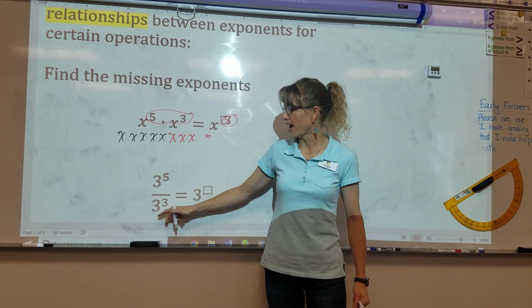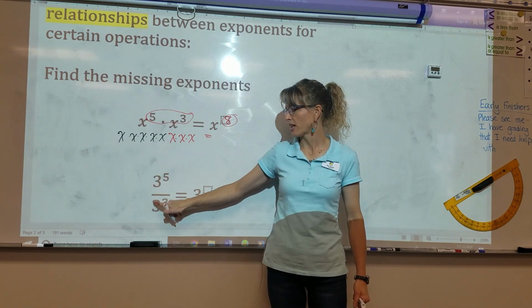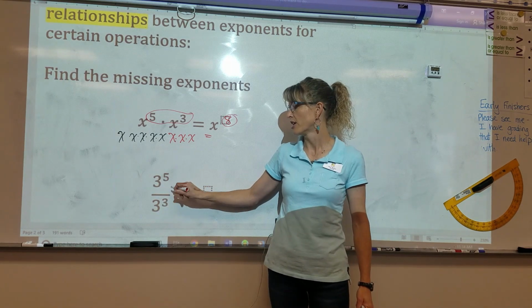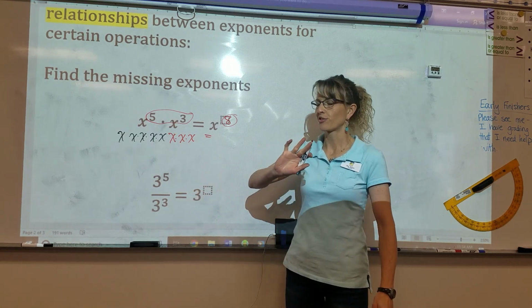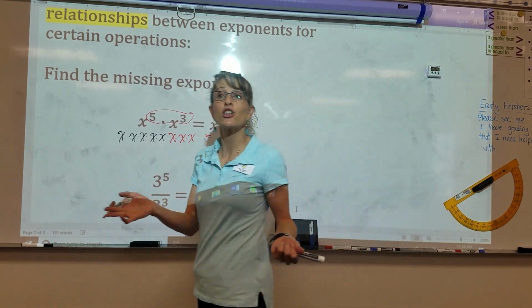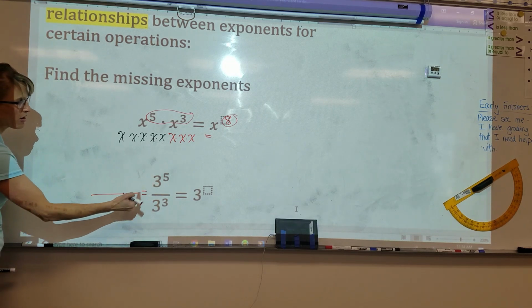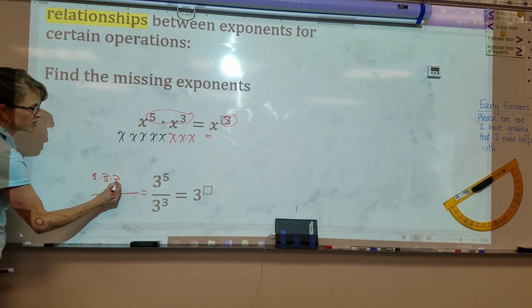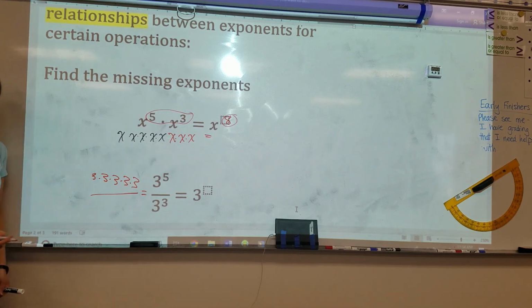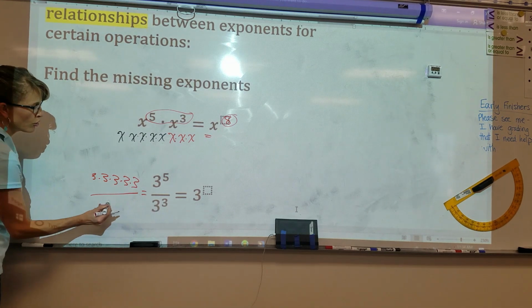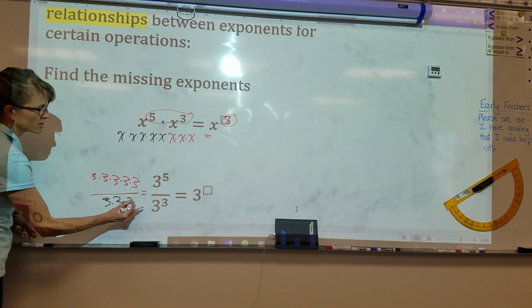All right, what if we divide and the base is the same, 3, but we have a 5 here and a 3 here? Before I tell you the rule, let's say we can't remember the rule. Let's figure it out. When I was younger than this, I couldn't really remember, so I figured it out. 3 times 3 times 3 times 3 times 3. That's 3 to the 5th. 3 cubed would be 3 times 3 times 3.